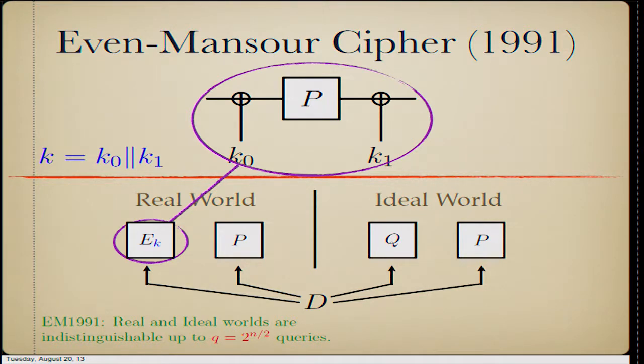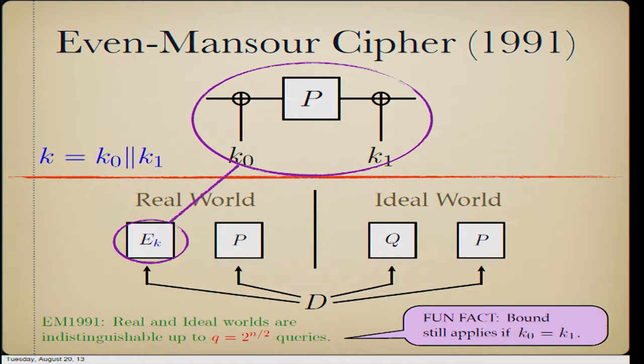OK, so that's the first result about key alternating ciphers. Then the natural thing to do from here is to look at the extension of this to multiple rounds. Actually, I'll use this fact in a little bit. A fun fact is that this bound still holds if the keys are the same. You don't need 2n bits of key. You can get away with n bits of key. They don't put this in their original paper, but it's clear from the proof.